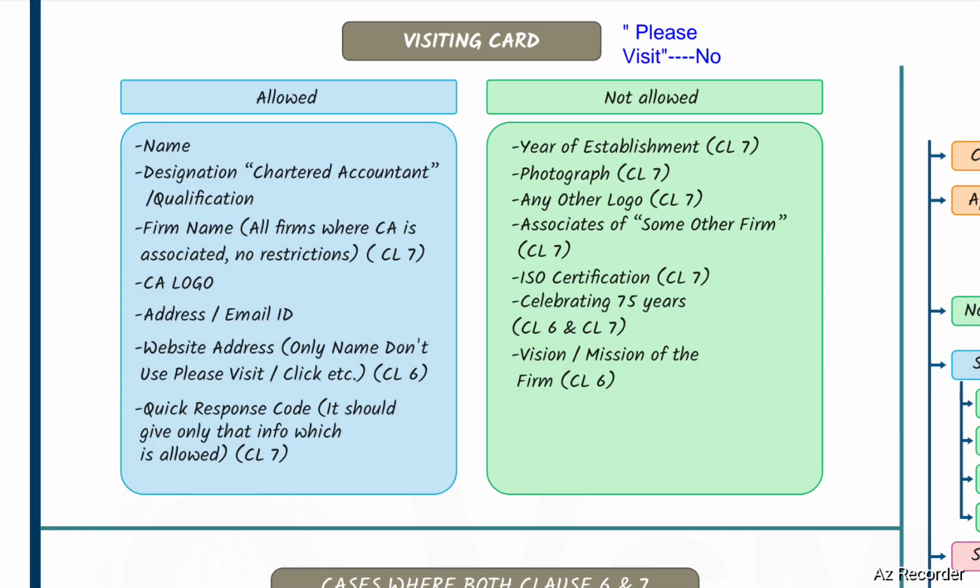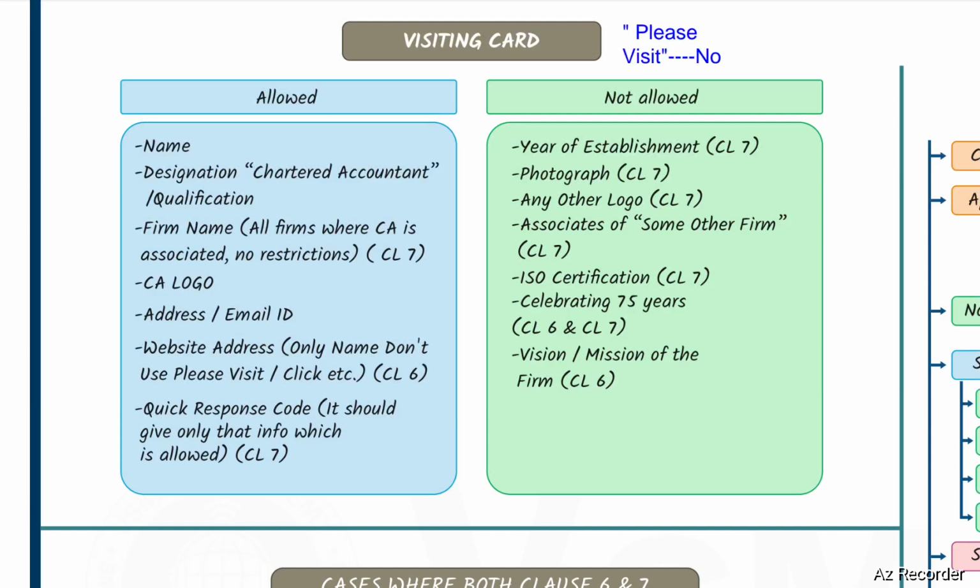Visiting card. Following are allowed on visiting card: name, designation, chartered accountant or qualification, firm name, all firms where CA is associated. There are no restrictions on CA logo, address or email ID, website address. Only name, don't use please visit or click here. Quick response code, QR code: it should give only that information which is allowed as per clause 7.